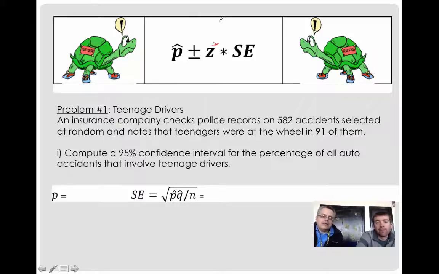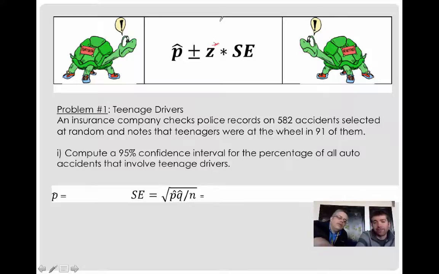So that's a number that will be supplied to you: how many standard deviations. This SE business, Mr. Lewis, what the heck is SE? Well, since we don't know what our true proportion is, because we're using the sample to estimate it, we therefore don't know our true sigma, or our standard deviation. So the SE is what's called the standard error, and it's calculated using our p hat and q hat. It's an approximation of the standard deviation.